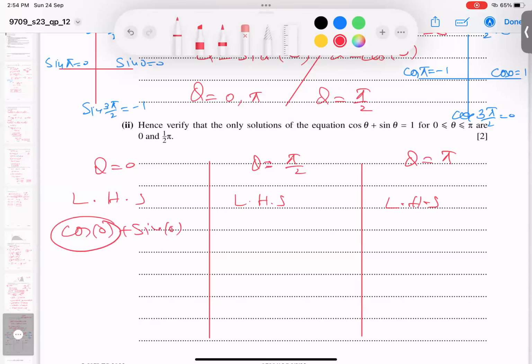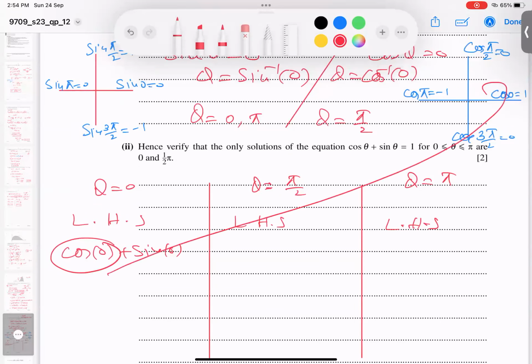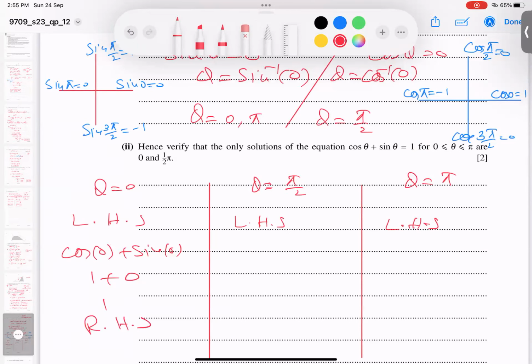Cos 0 is 1, you can see that, and sine 0 is 0. So it's 1, proved with the right hand side. So this is true. What about pi by 2? Plug it in: cos pi by 2 plus sine pi by 2. For your knowledge, cos pi by 2 is 0 and sine pi by 2 is 1. So this is 0 and this is 1. Ultimately, again, we get 1 on the right hand side.